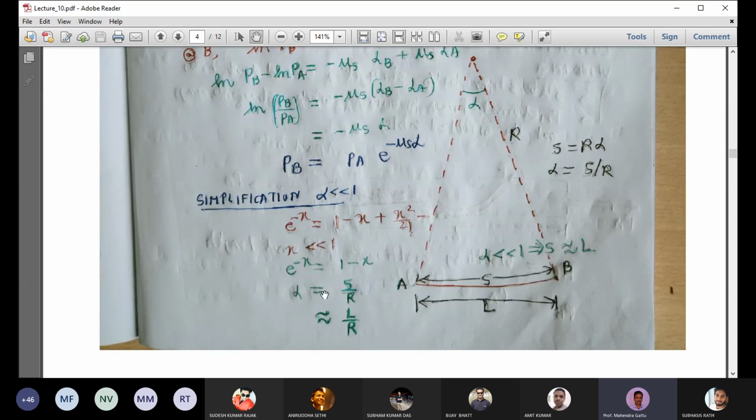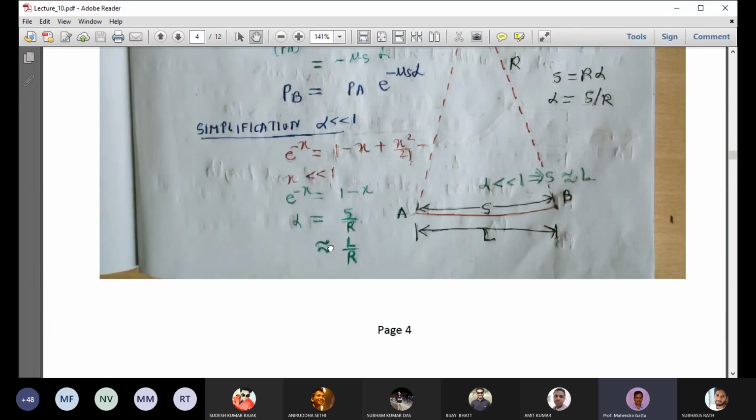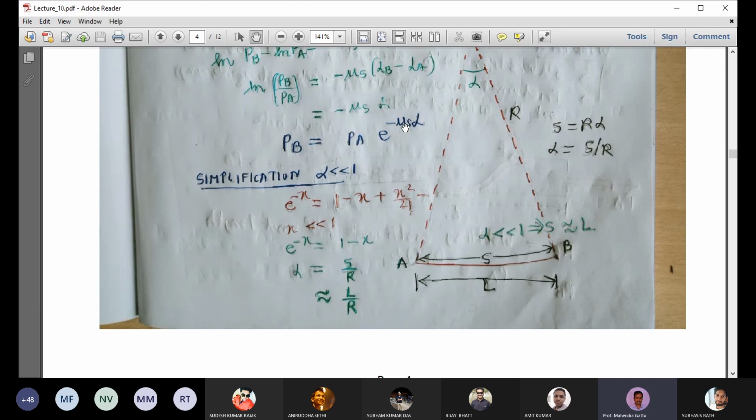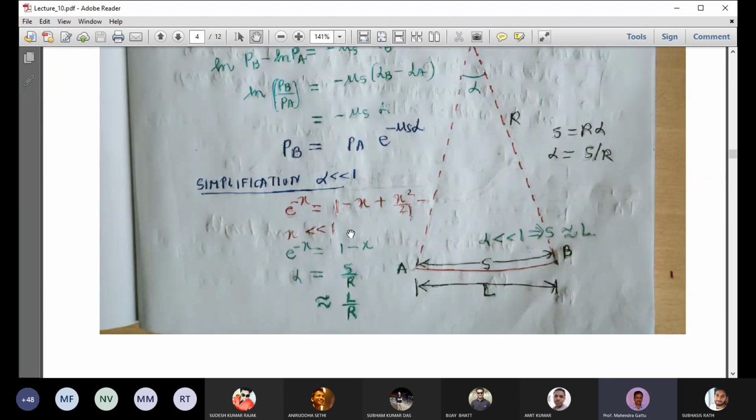So alpha will be s by r, and since the slope is very small, the projection of s onto the x-axis is x, which is equal to the length. So alpha will be l by r. I hope you are following what I said. So alpha is l by r, the projection of the arc of the circle onto the x-axis. Then we can write the equation Pb is equal to Pa e power minus mu s, and instead of alpha we write l by r. Then we expand it, and it becomes 1 minus mu l by r.